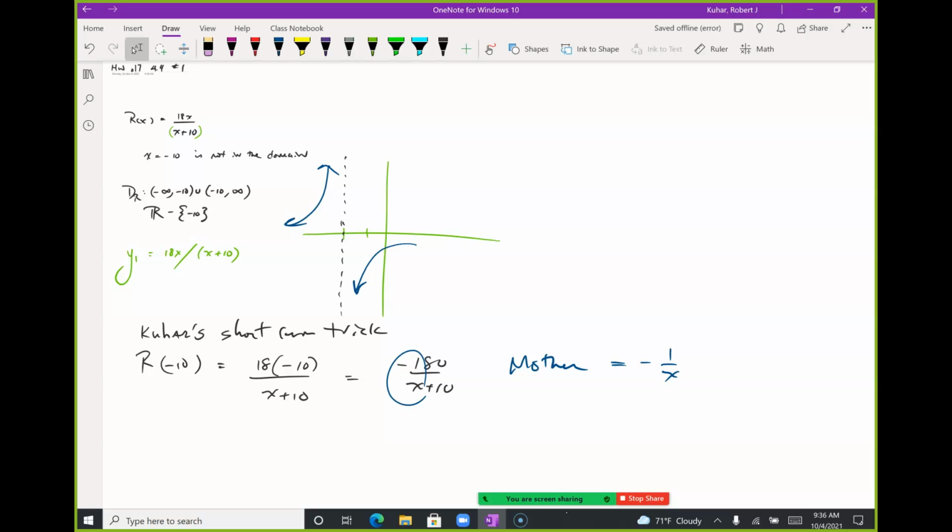I should probably get intercepts. R of 0 is 0, so I know I hit 0, 0, so I should have had that in there.